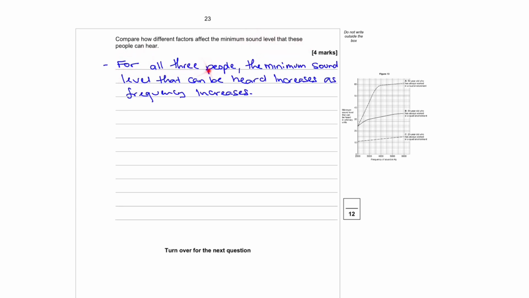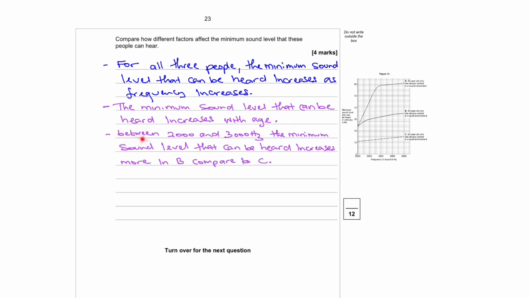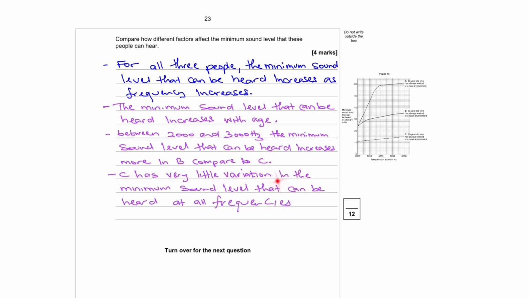For all 3 people, the minimum sound level that can be heard increases as frequency increases. The minimum sound level that can be heard increases with age. In between 2000 and 3000 Hertz, the minimum sound level that can be heard increases more in B compared to C. C has a very little variation in the minimum sound level that can be heard at all frequencies.